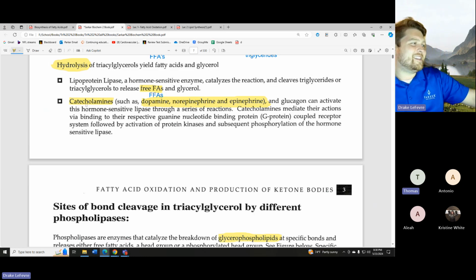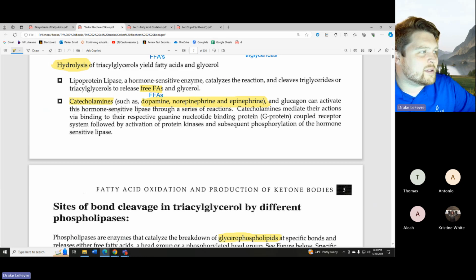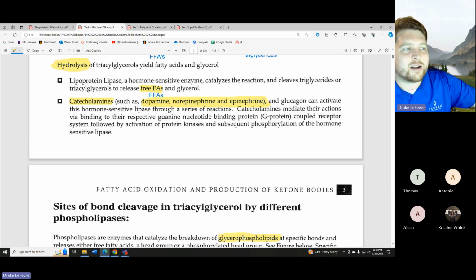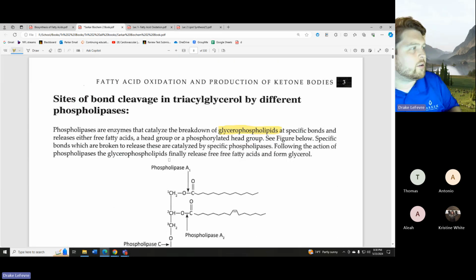Yeah, exactly. Okay, so catecholamines and glucagon are able to activate the hormone-sensitive lipase through a series of reactions. The catecholamines mediate their actions via binding to their respective guanine nucleotide binding protein, or G protein. Occasionally he refers to it as guanine nucleotide binding protein. Just remember G protein is guanine, and you should be good. All right. So the G protein coupled receptor systems, followed by activation of the protein kinase, and then phosphorylation of the hormone-sensitive lipase, and so on, just like you were mentioning.